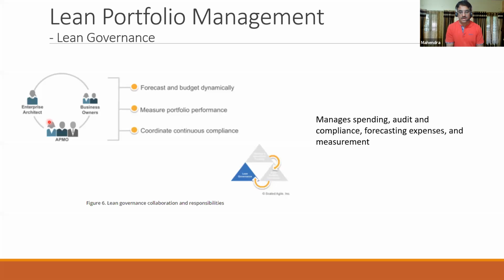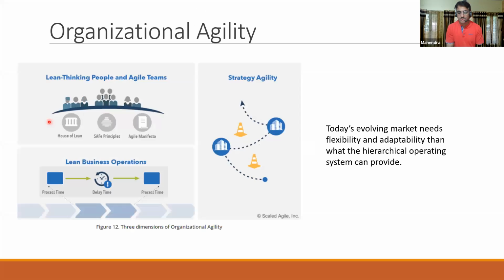Then on the governance side, we have the agile PMO and business owners. They provide the forecast and the budget, so the various ways of doing budgeting and forecasting. We're not getting into the details of that. We need to have measurements in place to understand how the portfolio is doing, and the compliance aspect also has to be kept in mind. That is what governance is all about.